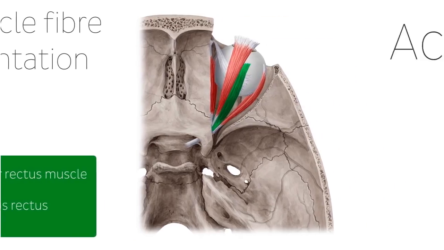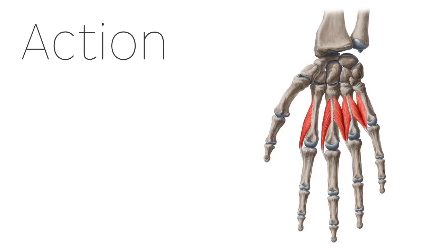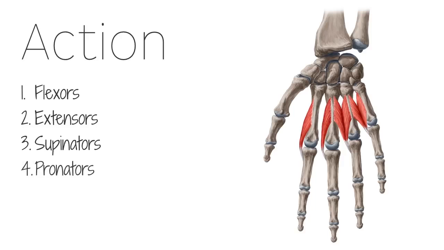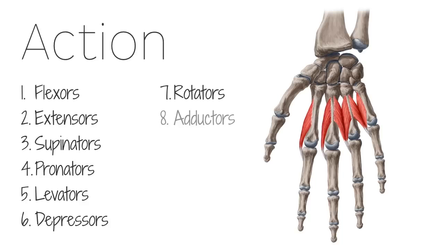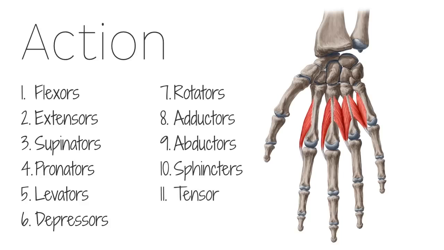The fourth quality that is taken into consideration when naming muscles is the action that the muscle facilitates. As such, muscles can be described as flexors, extensors, supinators, pronators, levators, depressors, rotators, adductors, abductors, sphincters, and tensor muscles. These actions are usually the inverse of each other, and we'll point these out as we go along. But it'll definitely help to think about these actions mostly in terms of pairs, as one counterbalancing the other.